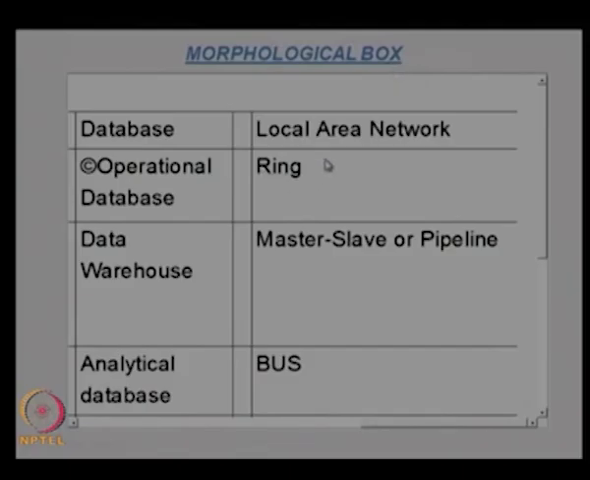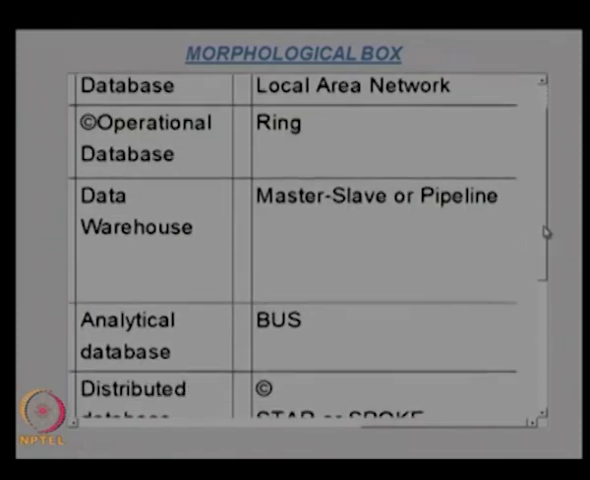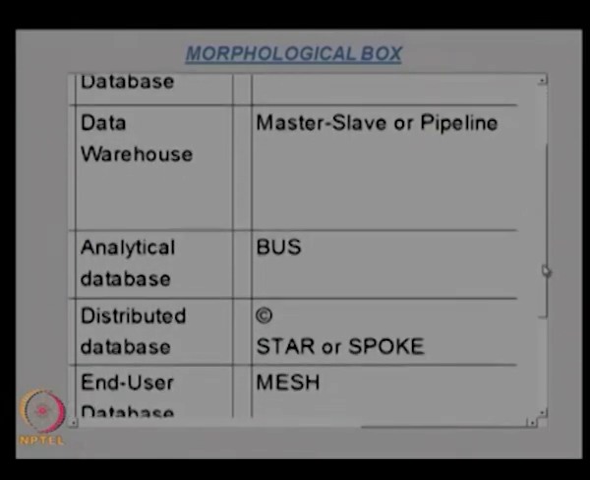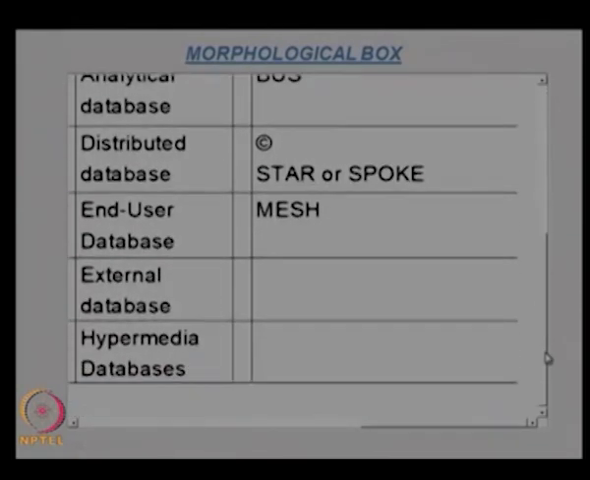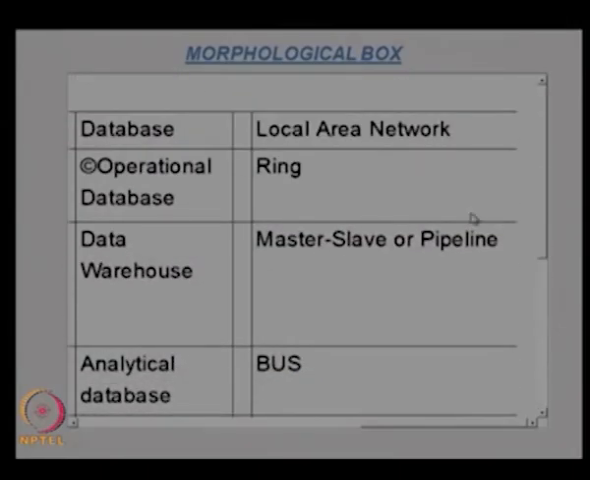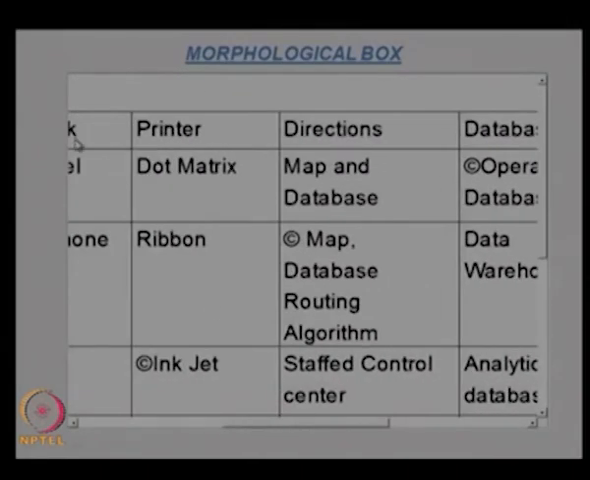We discussed the ring or master slave or bus architecture. So, we can choose any one of these architectures for the network. So, like this we have different options, and based on this morphological box you can choose components for input, output as well as the directions and navigation, and that can be shown in the architecture. Then it becomes an instantiated physical architecture.